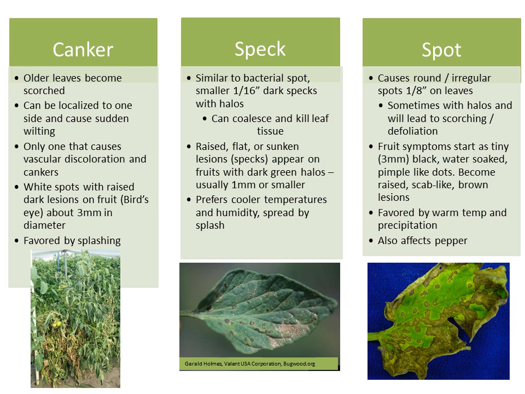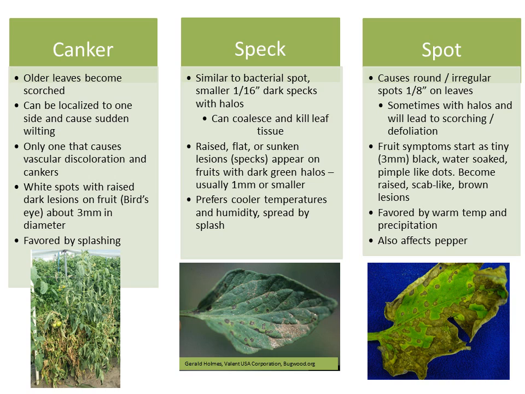Bacterial speck and spot are quite similar. In bacterial speck, the lesions are less than 1/16 of an inch in diameter. They do have small halos, or white areas around them. They may be raised, flat, or sunken lesions on the fruit. They're very small, 1 millimeter, or about a 20th or a 25th of an inch in diameter. This one occurs most often in cooler temperatures and high humidities, and it's spread by splash from the soil surface.